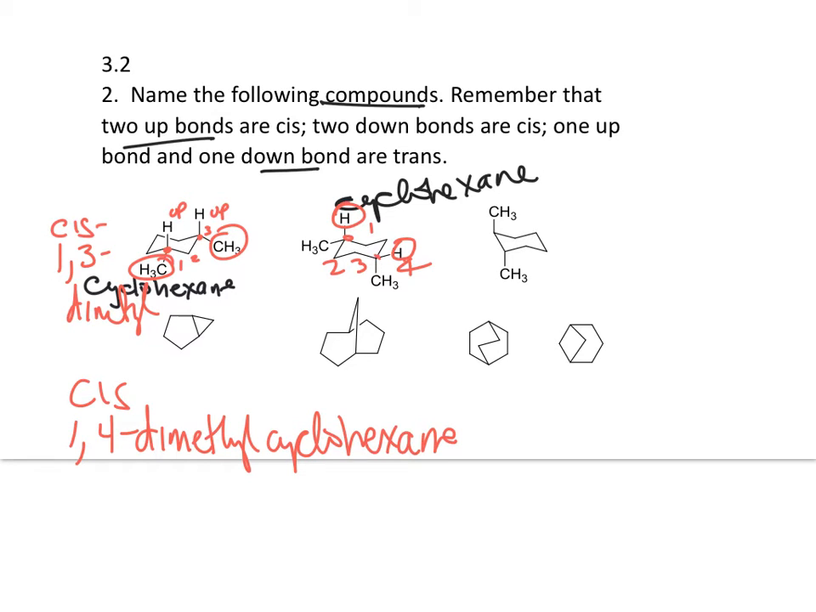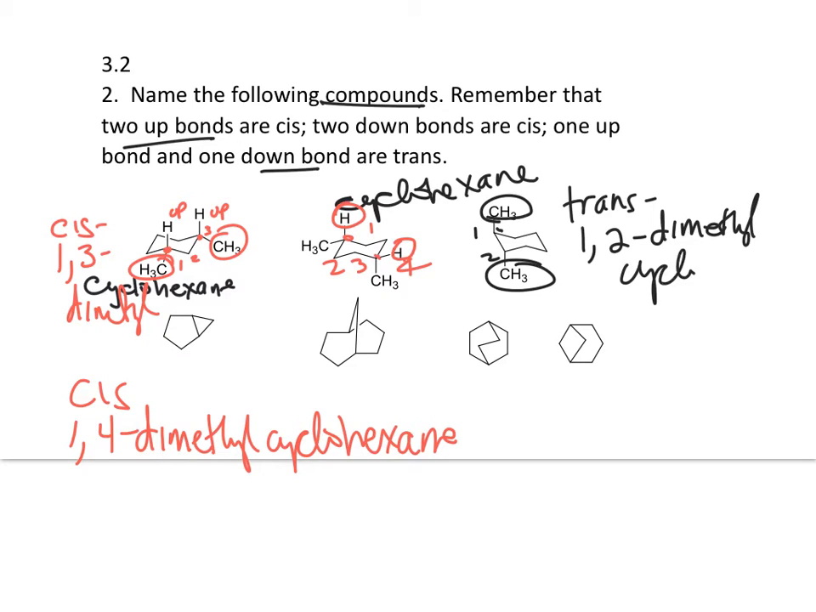Now the next compound, you have methyl up because it's axial up, and this is methyl down, and so that's on carbon number 1 and carbon number 2. So this would be trans-1,2-dimethylcyclohexane.